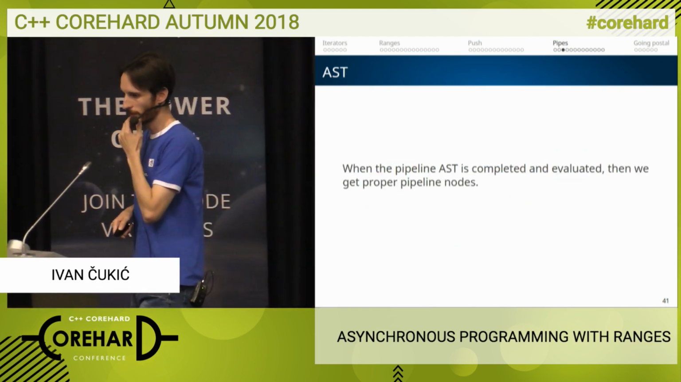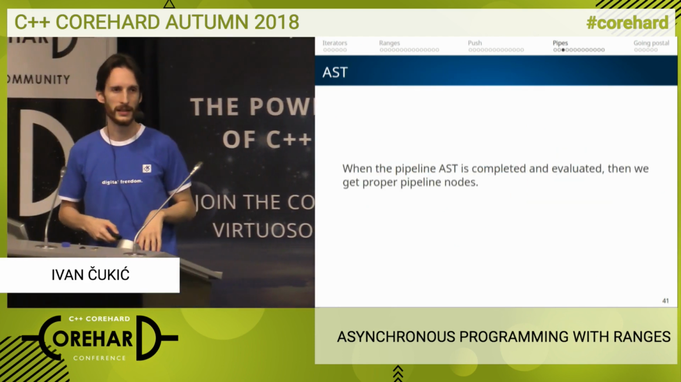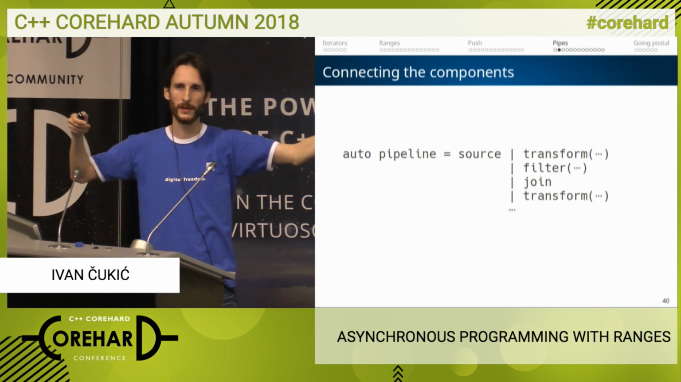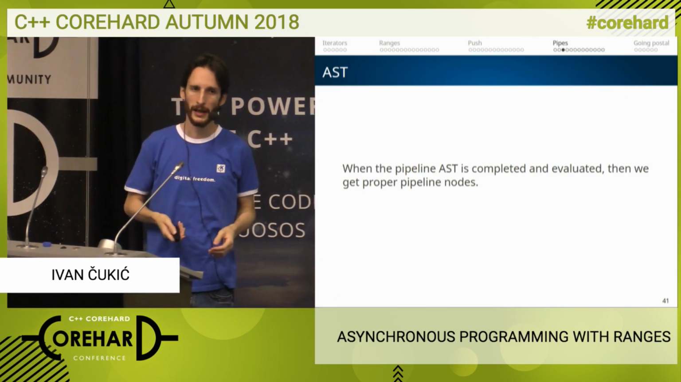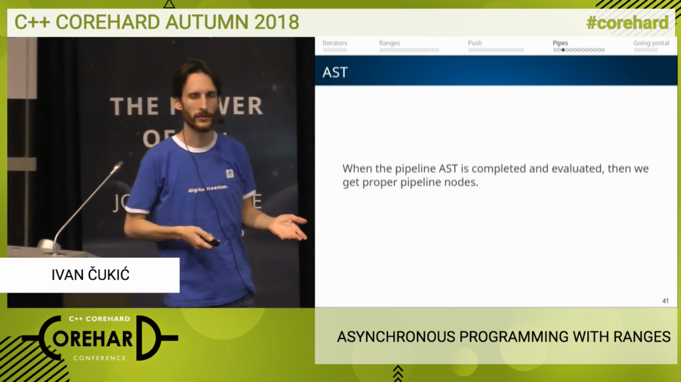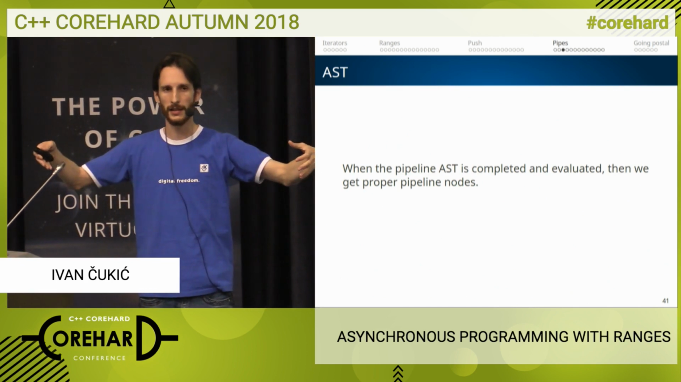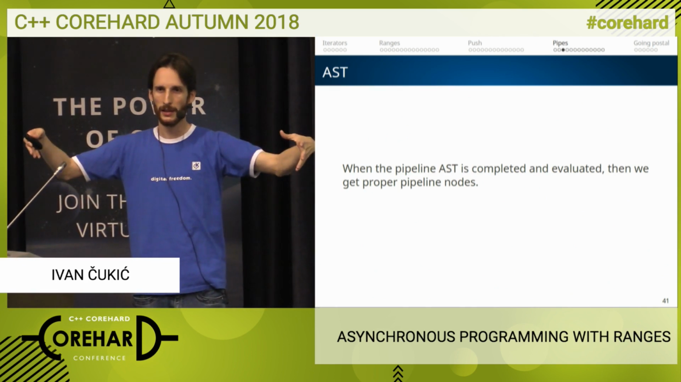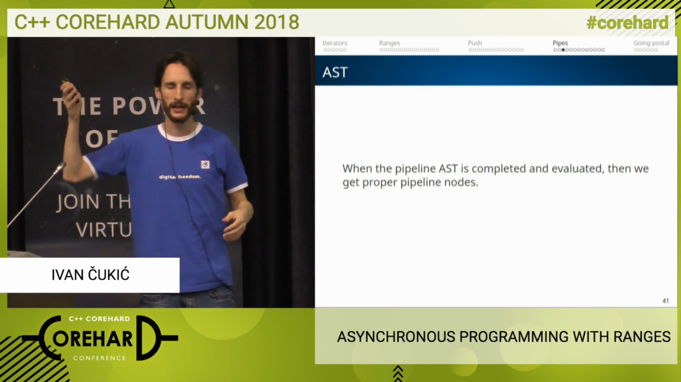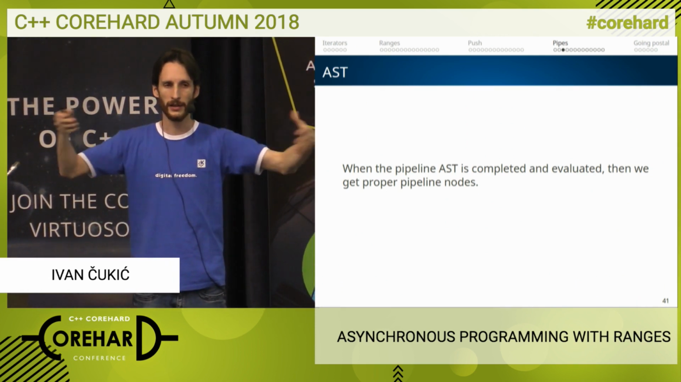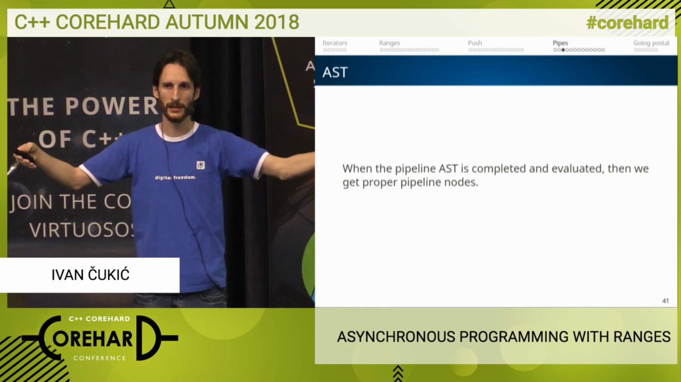How can we do this thing? We can consider an expression, let's say this transformation expression, to be an abstract syntax tree. And instead of evaluating it, we are going to use, obviously, expression templates. We are going to build the AST as a tree of types. And just when we get both a source and a sink, we are going to evaluate that abstract syntax tree.